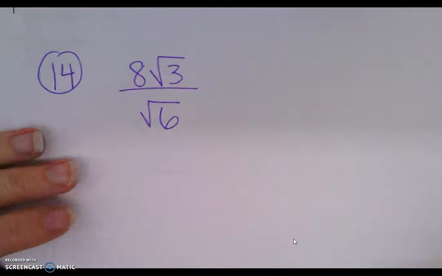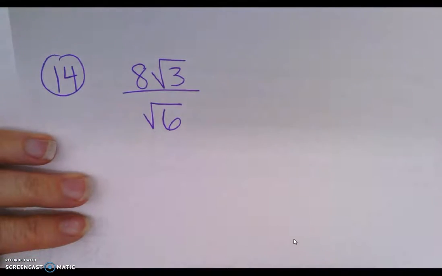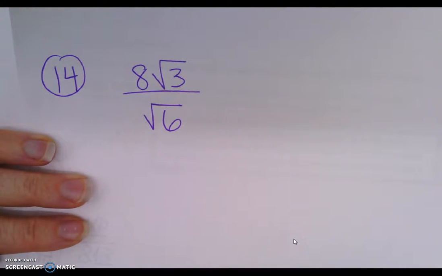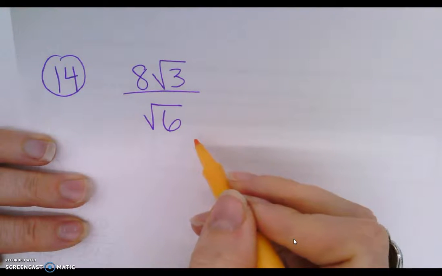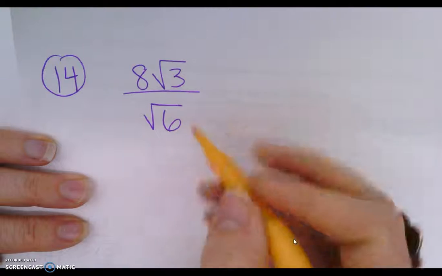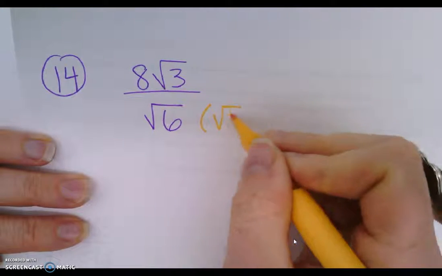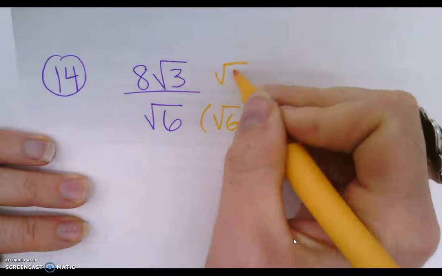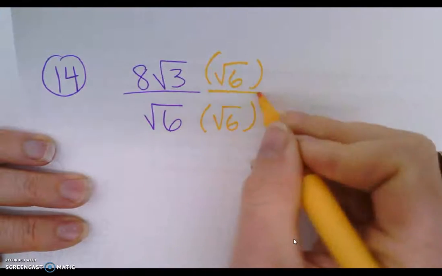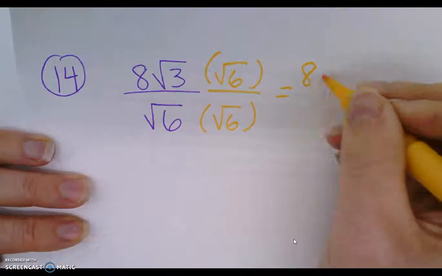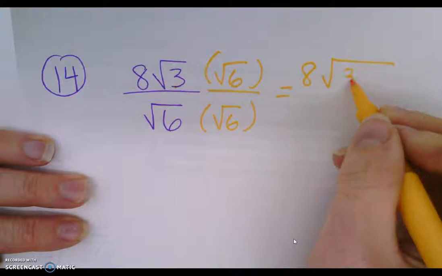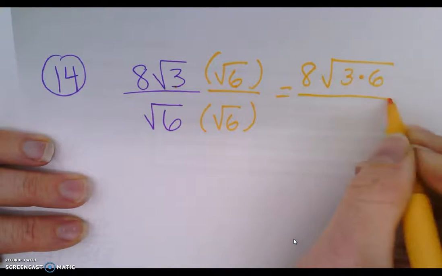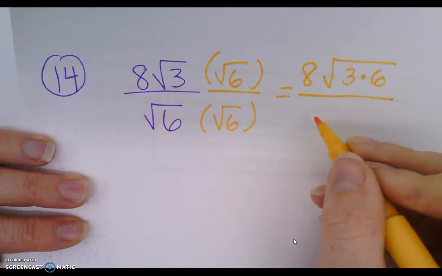Slide 14 has 8 radical 3 all over radical 6. This is not rational. We need to rationalize our denominator. Our denominator has a square root of a non-perfect square. So I'm going to multiply our numerator and denominator by the square root of 6. When I do that, I get 8 times, and you can say that this is 6 times 3, or just leave them as factors so we can continue to decompose them into perfect square factors.